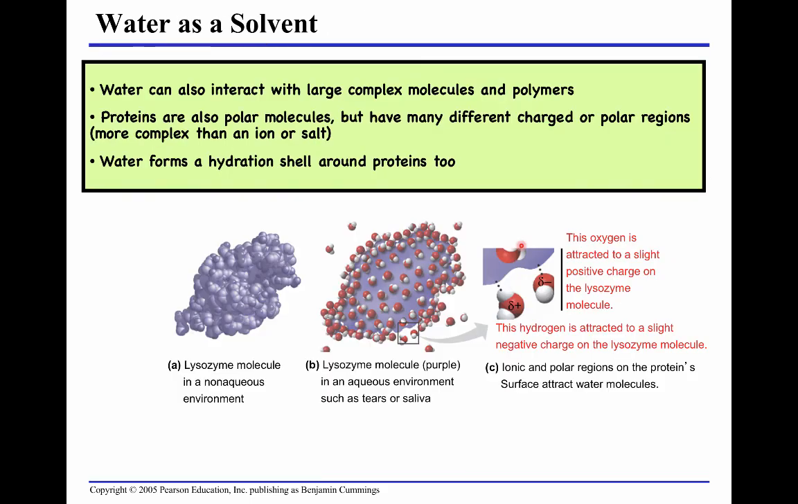Water can also do the same thing for large macromolecules like protein. So here's an enzyme called lysozyme, and it's an enzyme that works in the cytoplasm, and it can interact with all the waters, making it a soluble enzyme. So water is a good solvent for large molecules like proteins. And you can see the water is going to interact with partially negative parts of the protein with the hydrogen of the water, and partially positive parts of the protein with the oxygen of the water.